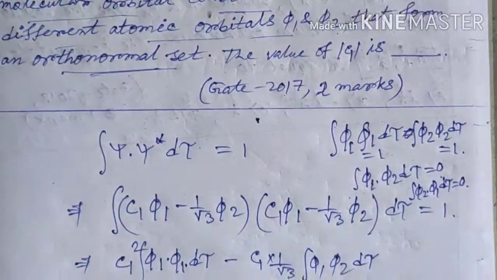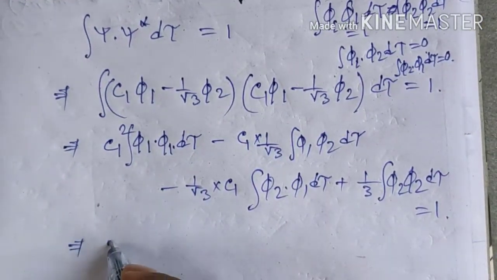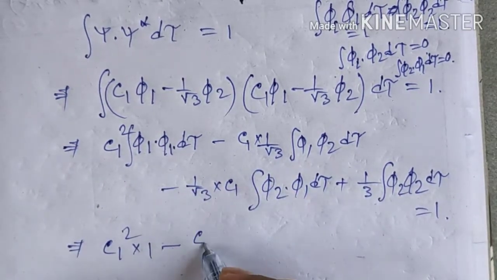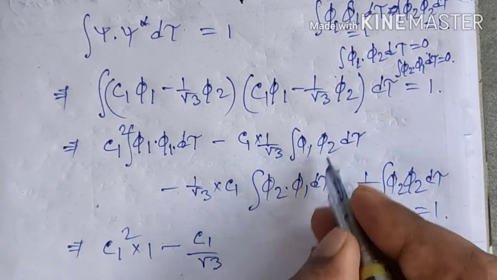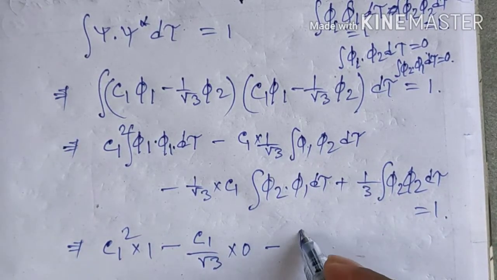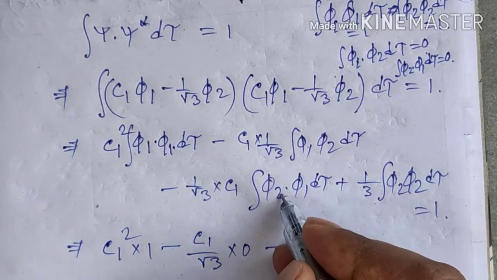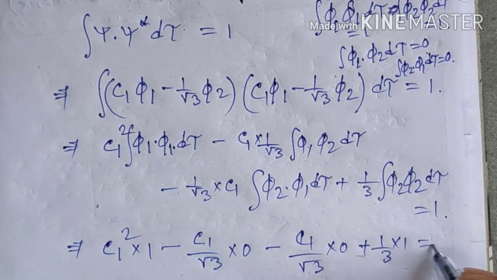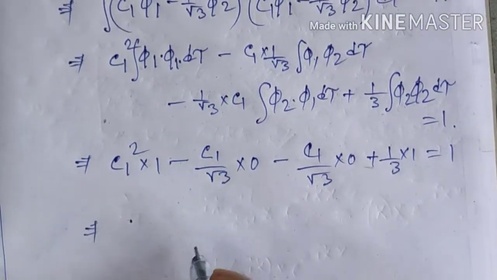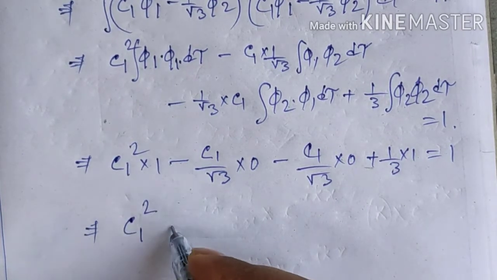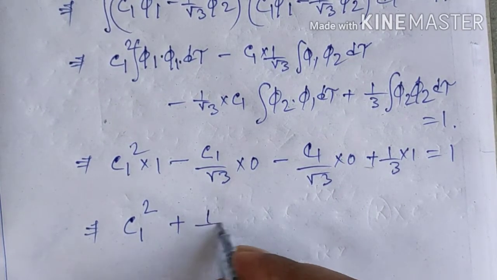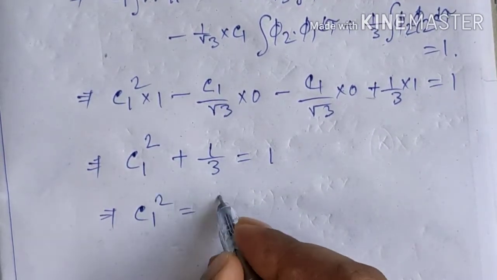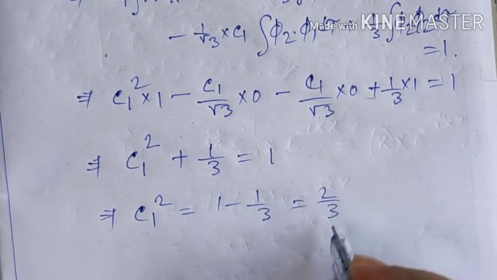So putting this value in this equation, we will get C1 square times phi 1 phi 1, which will be 1, minus C1 by root 3 times phi 1 phi 2, which will be 0, and phi 2 phi 1, which will be 0, and phi 2 phi 2, which will be 1. So if we solve this, it will be C1 square plus 1 by 3 is equal to 1. This is 2 by 3.